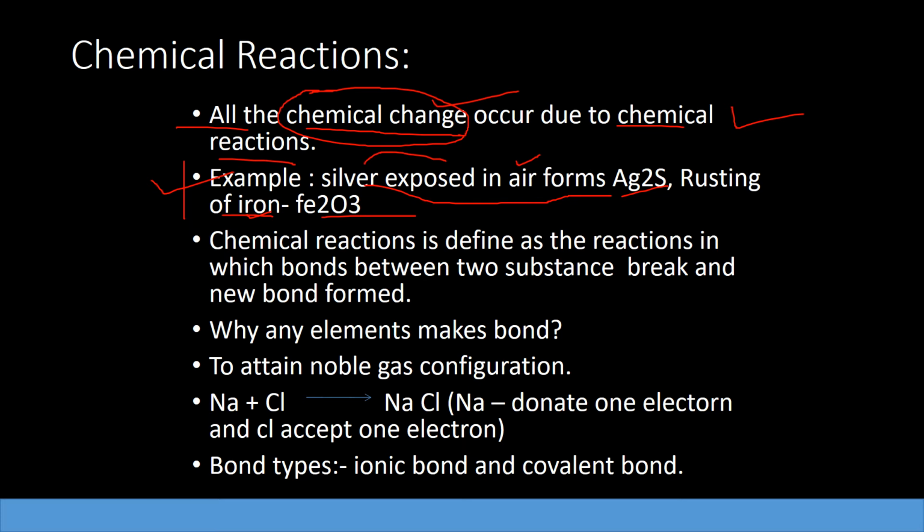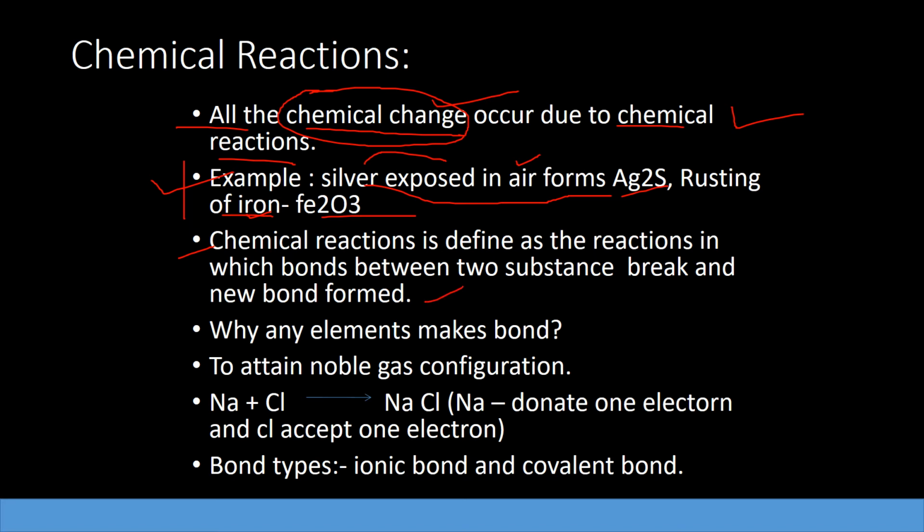A chemical reaction is defined as a reaction in which bonds between two substances break and new bonds form. It's a very important point. What is a chemical reaction? Basically, when two substances react, the bonds between them break and new bonds form.